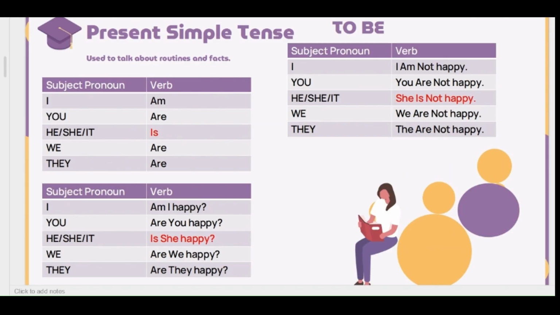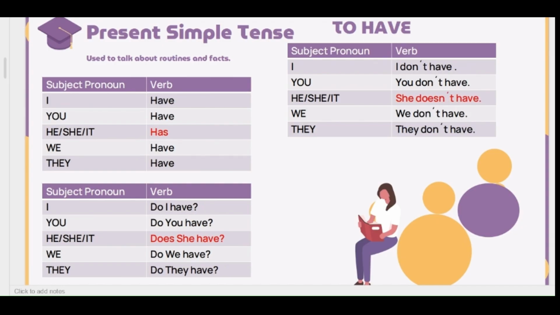We have an irregular verb, which is the verb to be. This one functions different. So I am, you are, he, she, it is, we are, and they are. We're going to come back to this slide in a moment, but now we're going to move on to have.